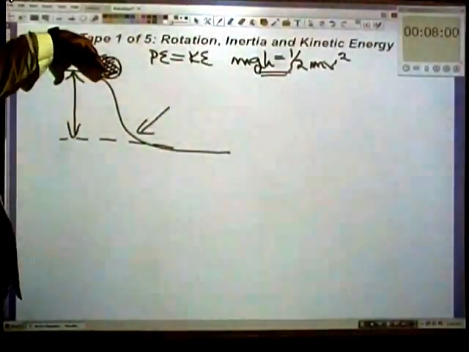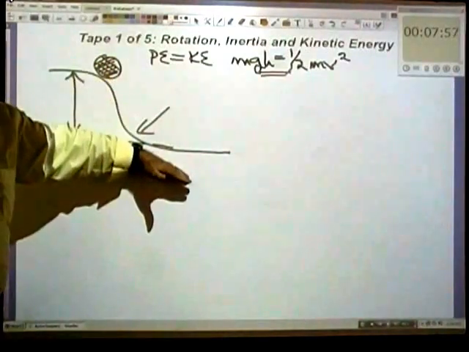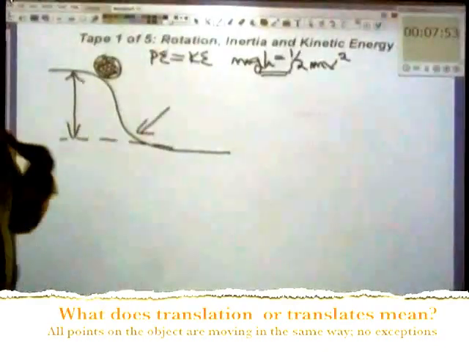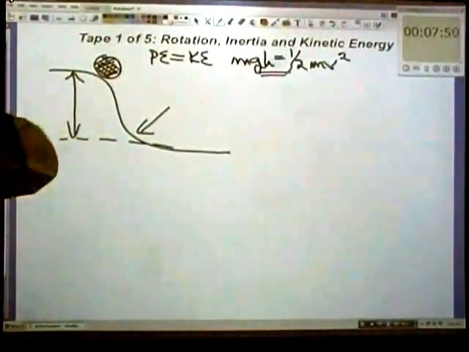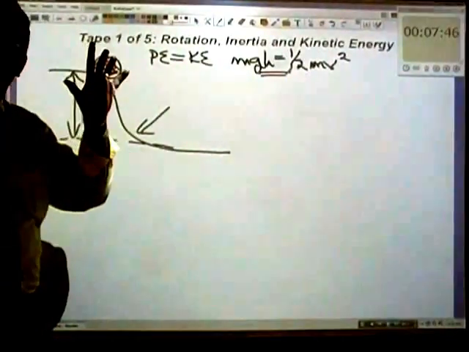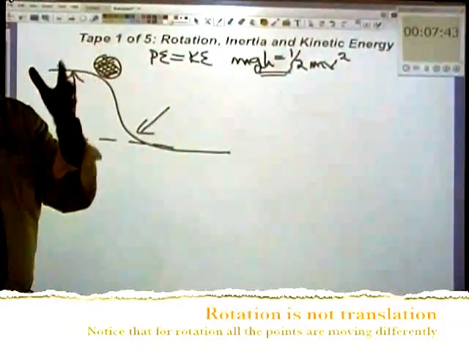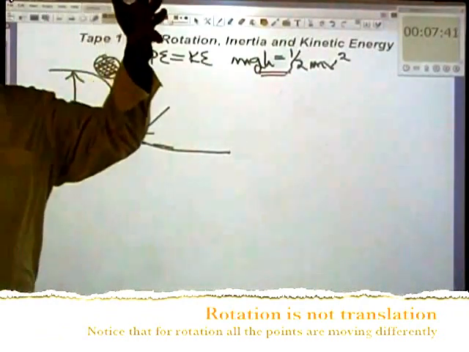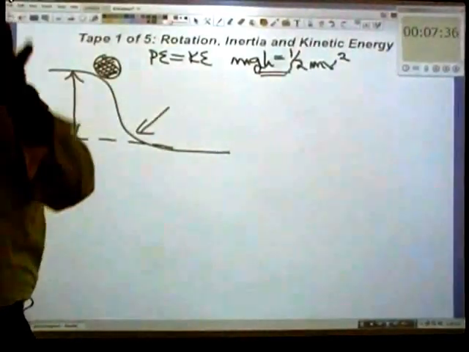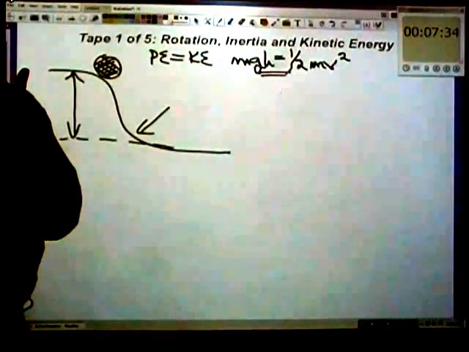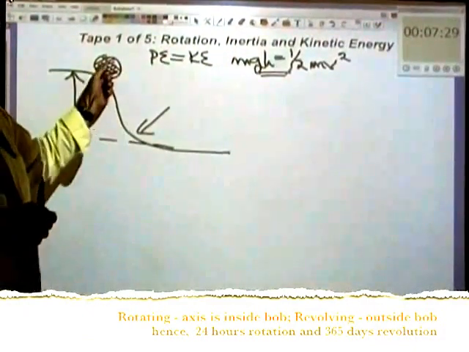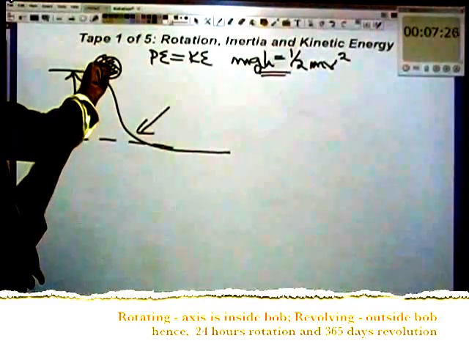But that ball translates down the hill. What else is it doing as it translates? It's turning around, isn't it? It's rotating. What's the difference between rotating and revolving, by the way? In revolving, the axis is outside the body. In rotating, the axis is inside. When I say 24 hours, you say rotation. When I say 365, you say revolution. So this is rotating, isn't it? Yeah, because the axis is right there.